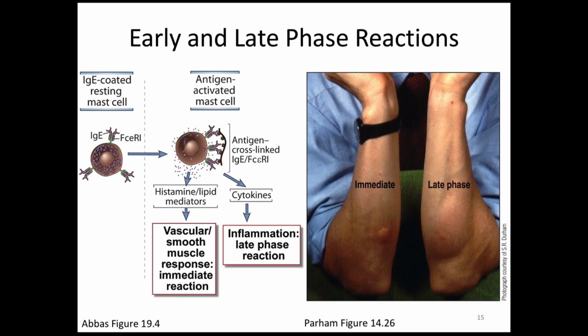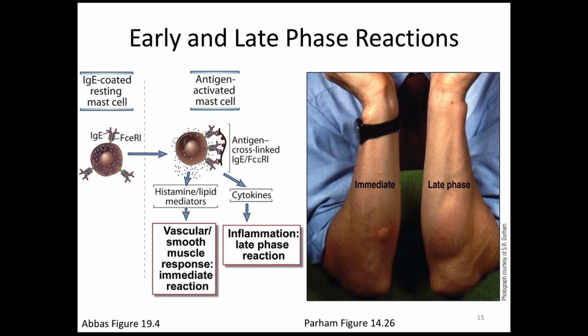So we can see that immediately after this person saw this antigen, they get this little welt. But in fact, if you look long term, there is general inflammation and swelling outside of that 15-minute time period. And so this is more of a late phase response that's happening due to the cytokines, as opposed to some of the other more quickly acting mast cell products.